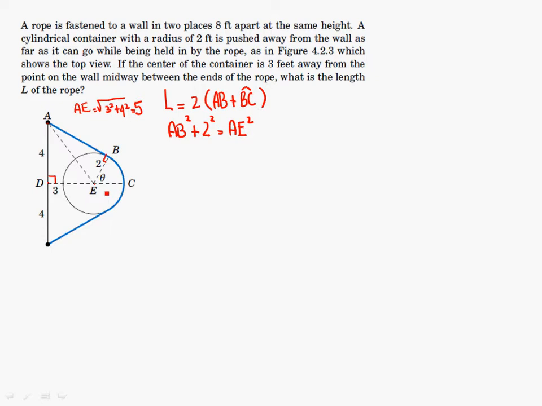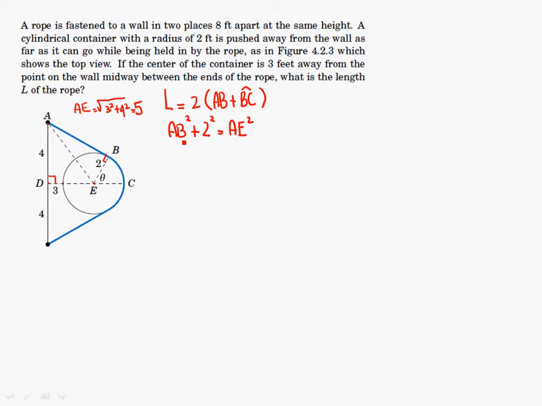E is 3? Yes. Okay. It's marked. I understand your confusion a little bit. So where did they tell us that? If the center of the container is 3 feet away from the point on the wall midway between the ends of the rope, so center to D is 3. The 3 would have been better here, right? And the 2 would have been better if it was over here, but then it gets in the way of theta. So that's why.